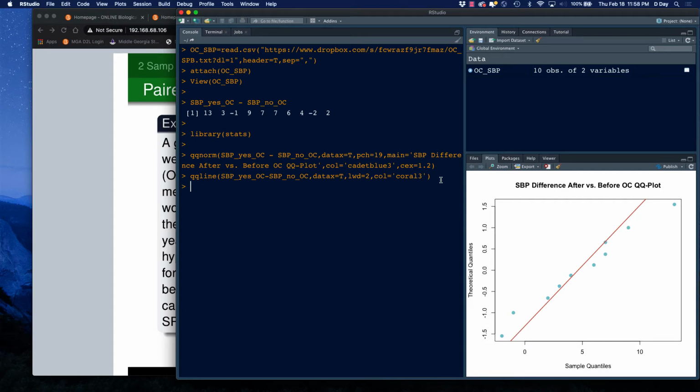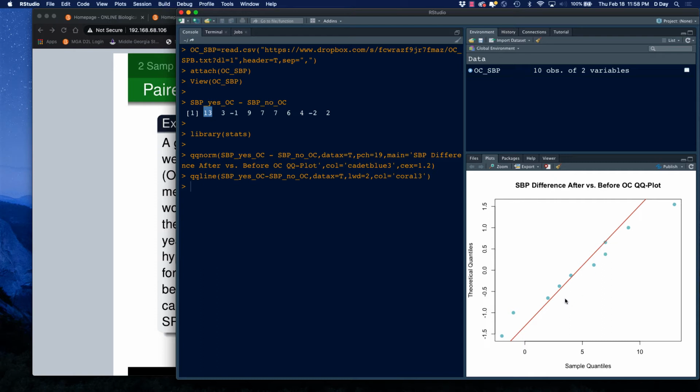The blood pressure difference after versus before are represented here. This point way up here in the top right hand corner probably represents that value of 13 that we see in the differences when we calculated them. I wouldn't call that an outlier necessarily here, but it does kind of veer a little bit away from the line. I don't believe that's an outlier in this case.